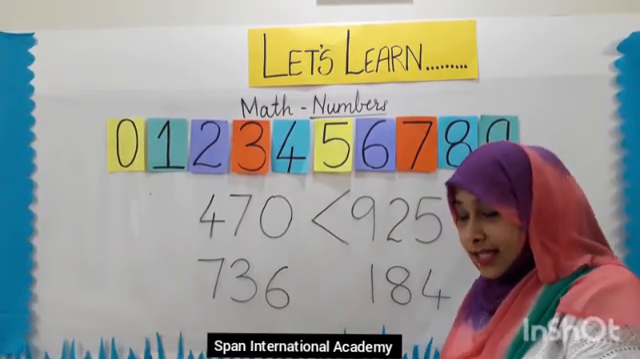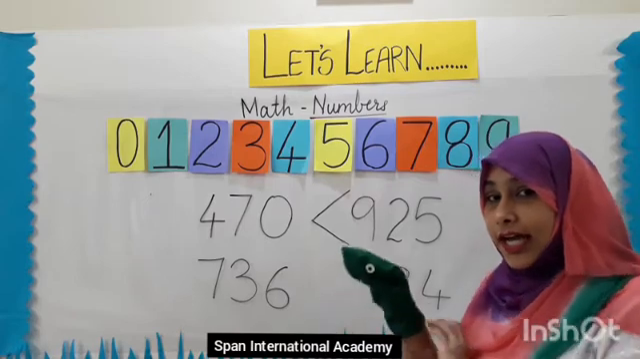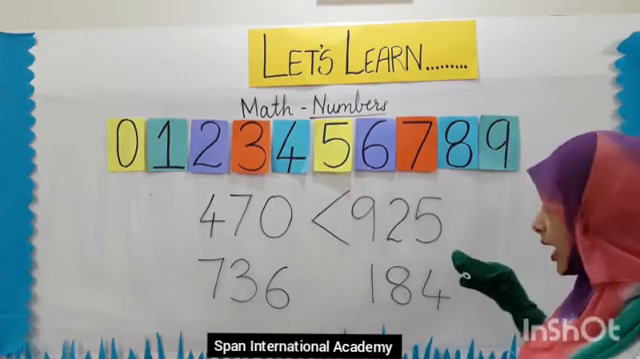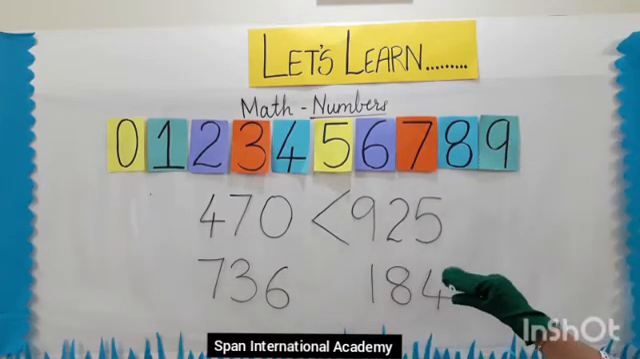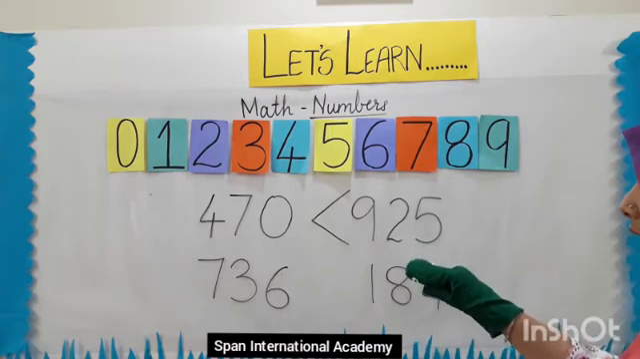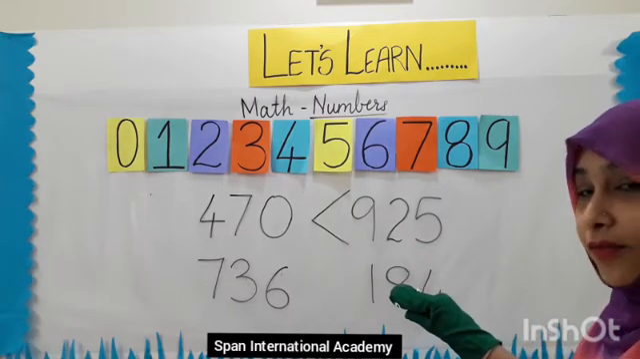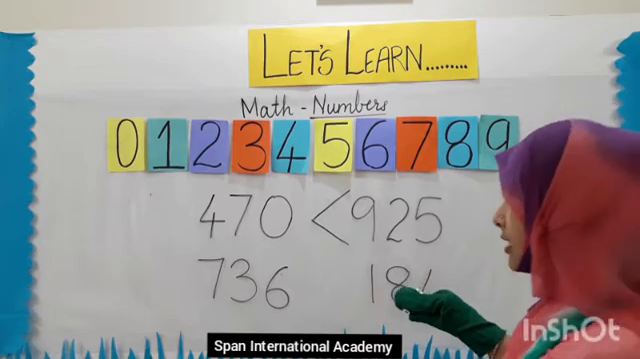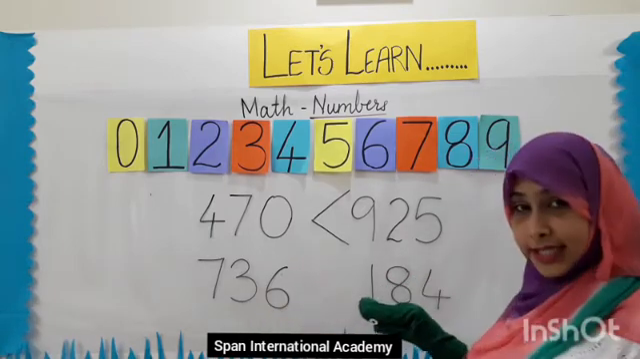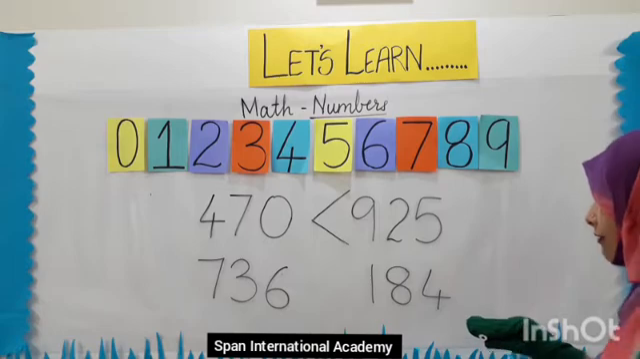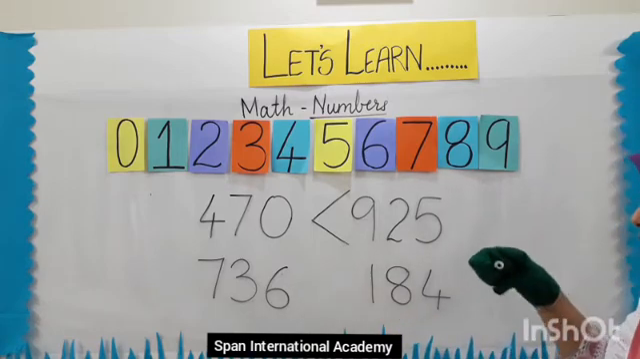Oh yes, your little crocodile has come back. Oh, and it's seeing the numbers. And now we are going to read the number for this little crocodile. It is 736 and then we have 184.